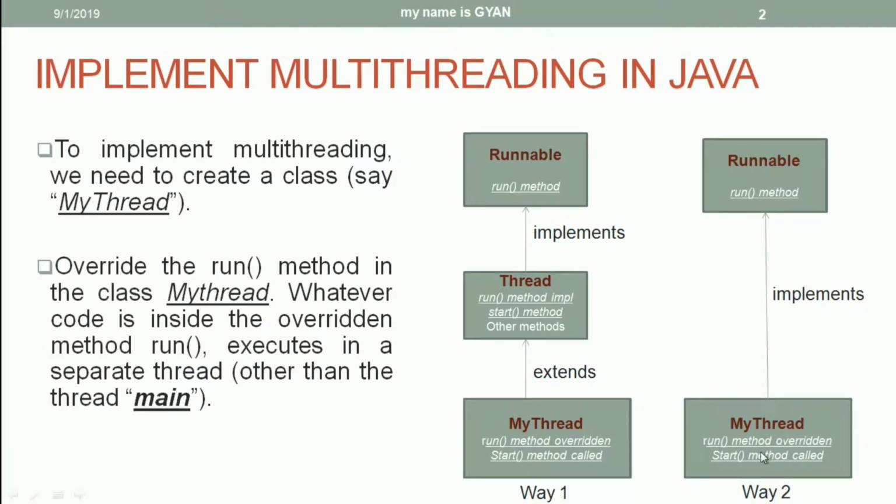How to implement multithreading in Java just by using the Runnable interface, we will see this concept in the later videos of this session. So to implement multithreading, we need to create a class, say MyThread, this one. Then override the run method of the class Thread in the class MyThread. Whatever the code is present inside the overridden run method, that code executes in a separate thread, other than the thread main. We already know this concept.